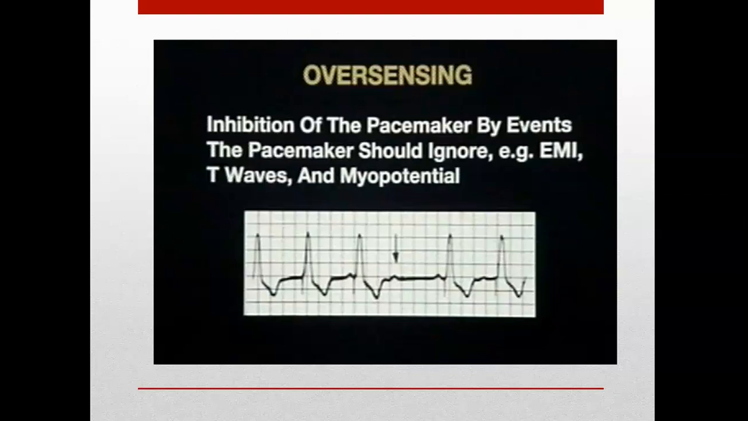So oversensing, this is an example of oversensing on this little picture. Oversensing occurs as a result of an inappropriate sensing of tall peaked T waves or extraneous electrical signals such as electromagnetic interference. Here the pacemaker sensed the P wave as the QRS, and it inhibited pacing of the ventricle.